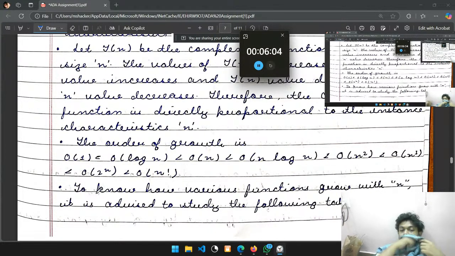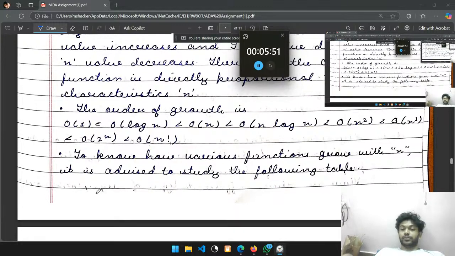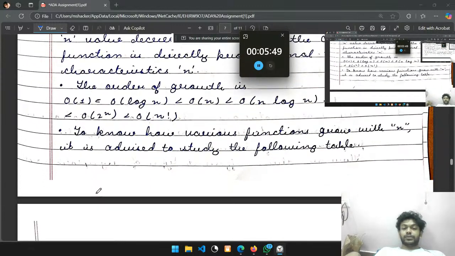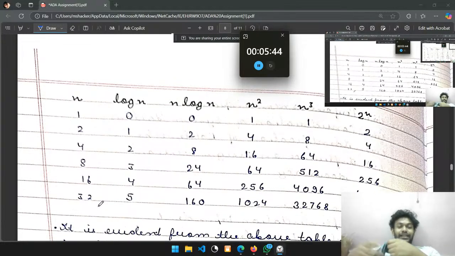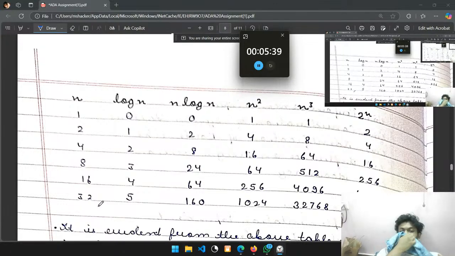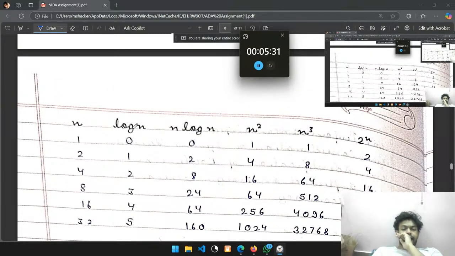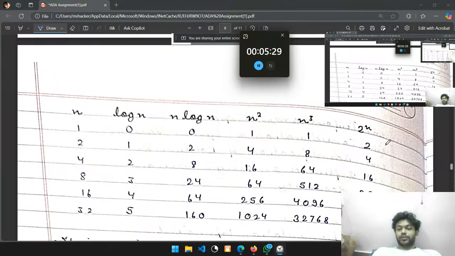for this is O of 1, log n, n, n log n, n square, n cube, 2 to the power n, and n factorial. To know how the various orders behave, it is advised to study the following table. What the? n log n. Wait a second. n log n square. Is there a mistake? n square, n cube, 2 to the power n.